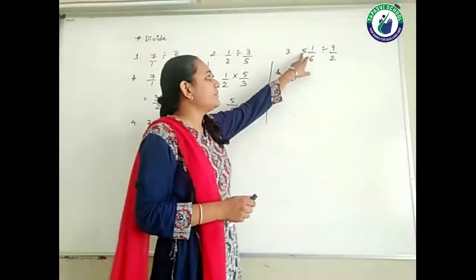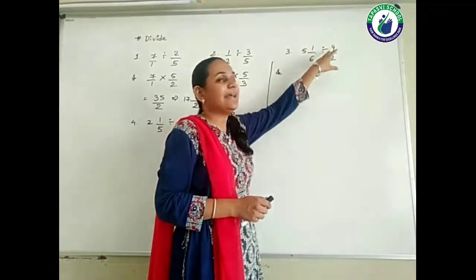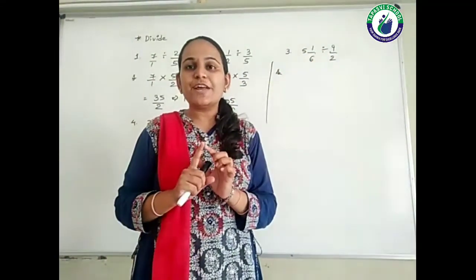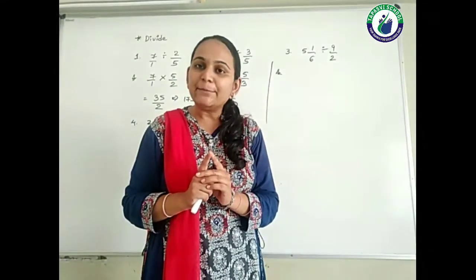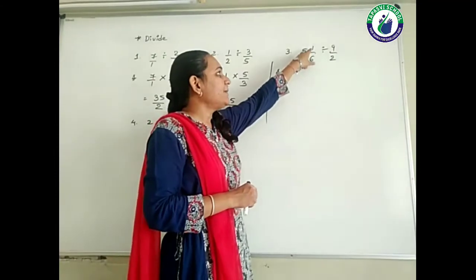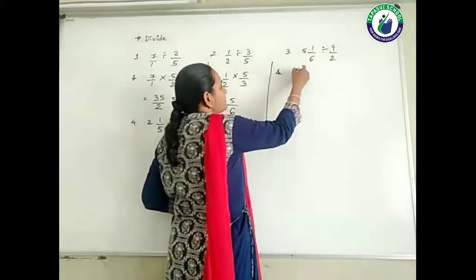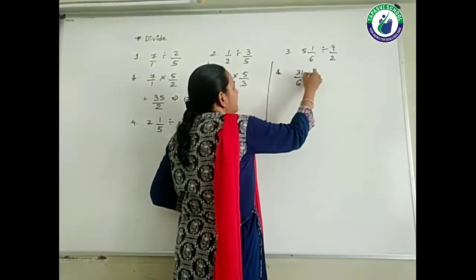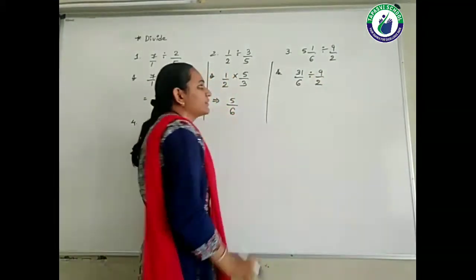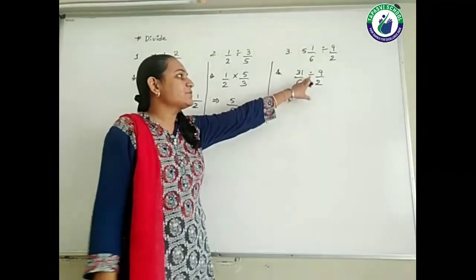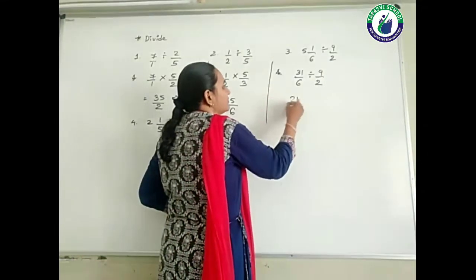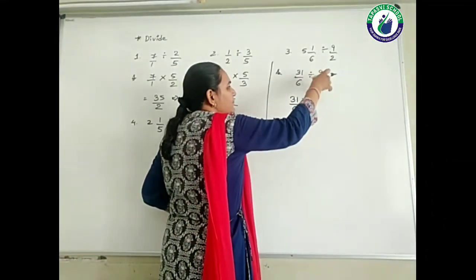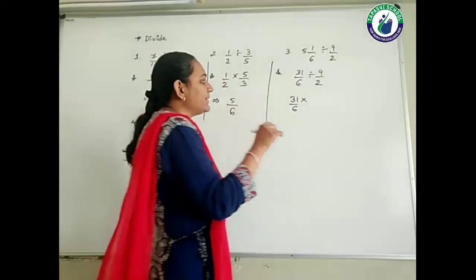Okay, students, now let's see the third question. That is 5 integer 1 upon 6 divided by 9 upon 2. See, one fraction is a mixed fraction. So whenever you see the mixed fraction, first convert it into improper. So 5 6s are 30 plus 1, 31 upon 6 divided by 9 upon 2. Right? So now what are we supposed to do? Convert this division sign into multiplication sign and do the reciprocal of the next fraction. So it will be 2 upon 9.